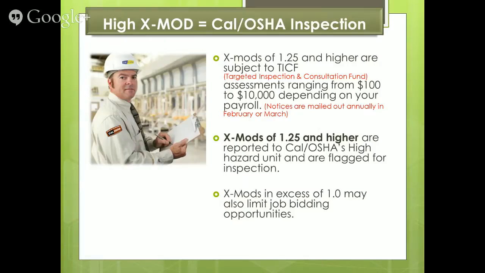Now, one of the things that we often hear from businesses that might have a high XMod is that they seem to have fraudulent cases or issues that are causing that to be high. The fact of the matter is that when Cal OSHA is notified of your high mod rate, they don't know why your mod is as high as it is, and the only way they're going to find out is to pop their head in and take a look and see what you've got going on.